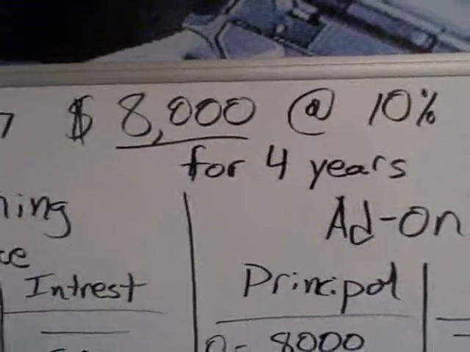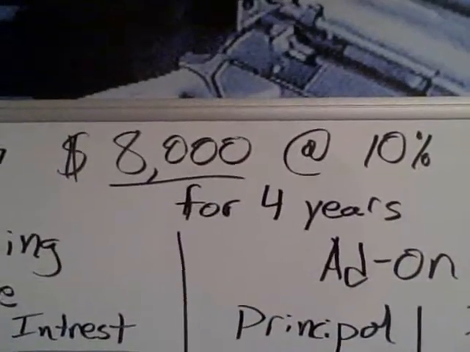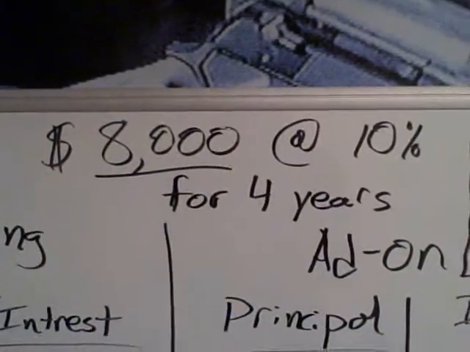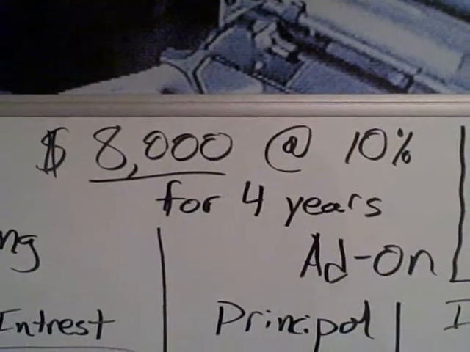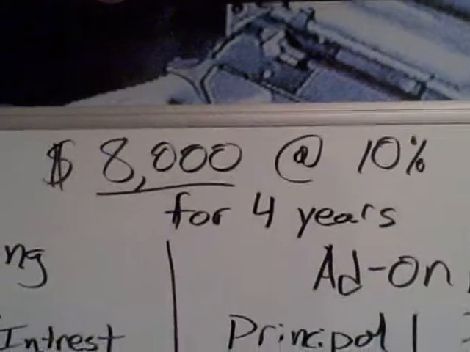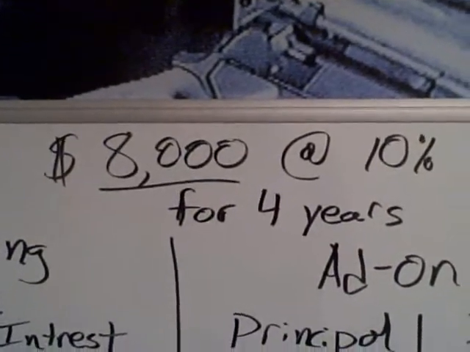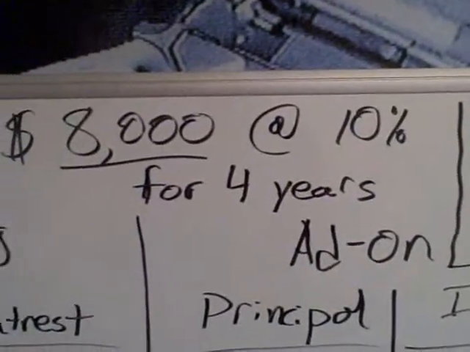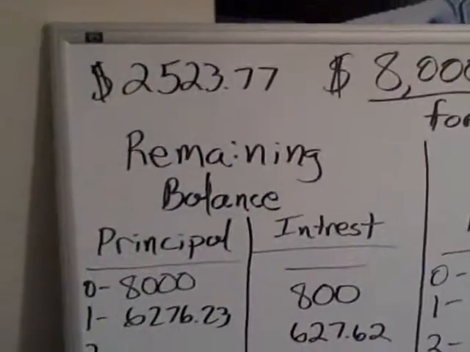Okay, and just for simplicity and for easy numbers, we're going to assume that you have an $8,000 loan at 10% interest for 4 years. These are really simple numbers, so it'll be easier to follow. The first method that we're going to go over is called the remaining balance method.